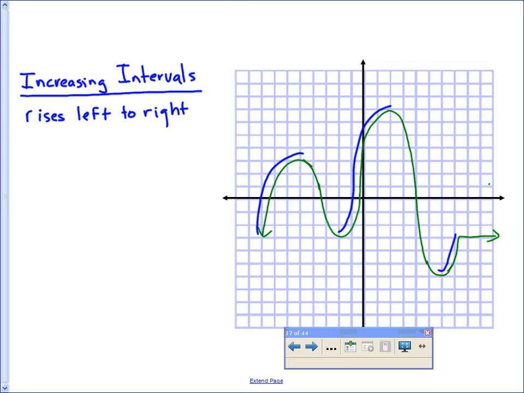And then the last one we have is our constant interval. And our constant interval is just where we're constant. So that happens here. And our constant interval is just going to be from where x is 8 to positive infinity.